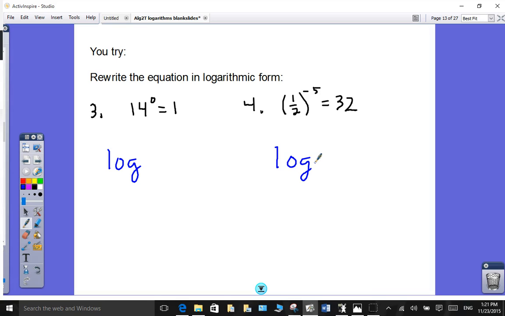What's the base of the exponential? What's the base of the logarithm? 14. Okay. So if you get that part right, now it's a matter of a 50-50 shot. What goes inside the logarithm and what goes on the other side of the equal sign? The exponent, 0. So it's got to be log base 14 of 1 equals 0.